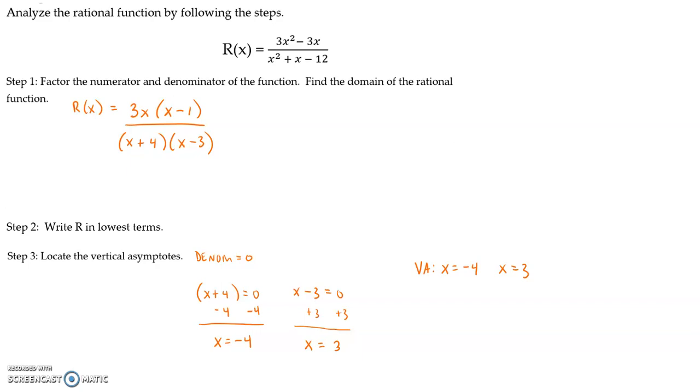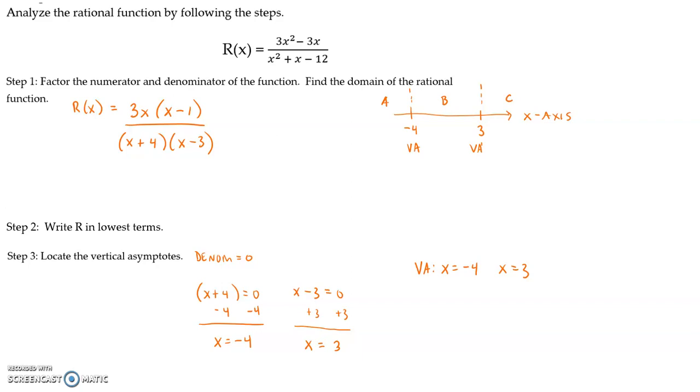Alright, so let's go ahead and give ourselves a little sketch here of our x-axis. So at an x value of negative 4 and an x value of 3, these are going to be vertical asymptotes. I'm going to go ahead and put VA under each one of those. Right, so that kind of divides our graph into 3 intervals. I'm going to call this interval A, interval B, and interval C. And that's where our graph is going to lie.